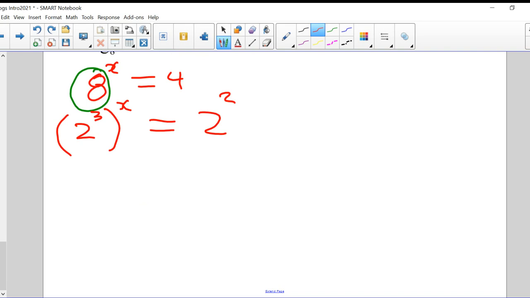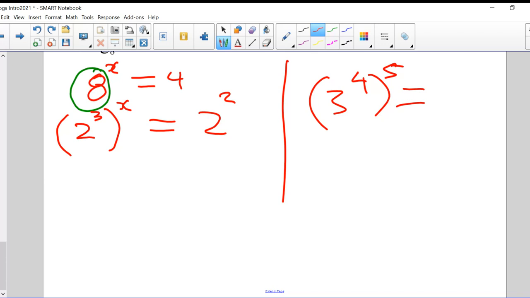Remember the power law of exponents? If I raise one exponent, which in this case is 3, to another exponent of x, how can I combine those two exponents? I'm going to stick with you for that one last part, and then we're going to go to somebody else. Do you remember that power law of exponents? In fact, let me come over here and show you what I mean. If I had 3 to the power of 4 to the power of 5, what's another way of saying exactly the same thing?